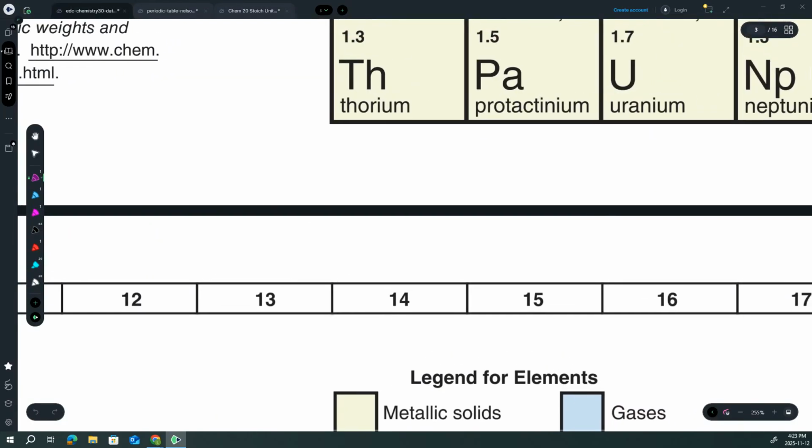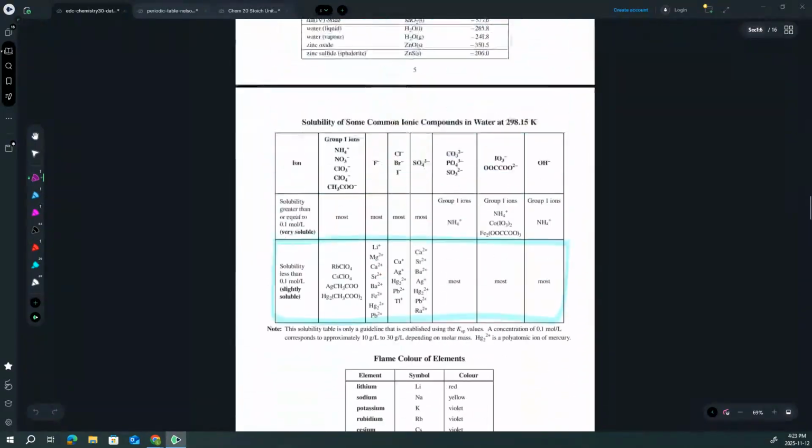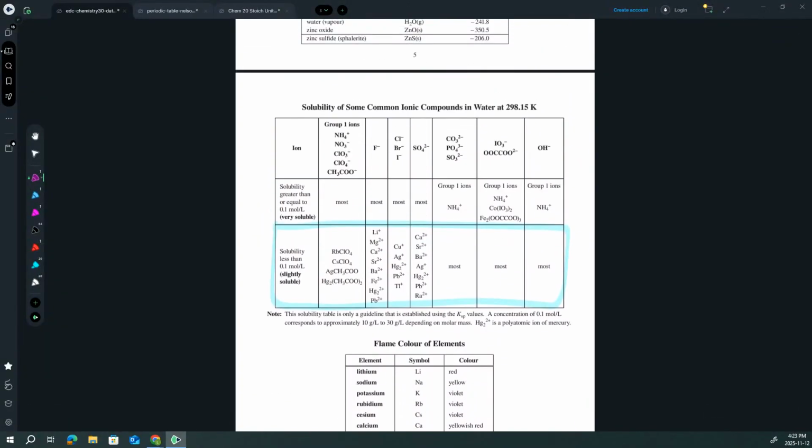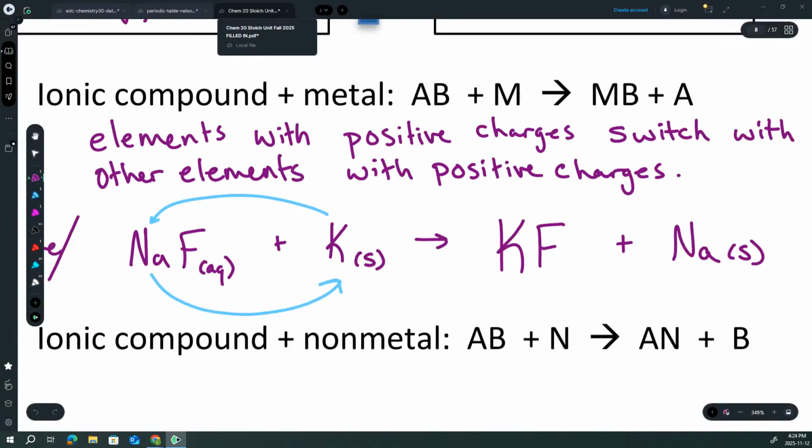So as a reminder, how you can figure out if an ionic compound is soluble in water or not is you can go to page 6 of your data booklet and look it up in your solubility table. First, I need to find my anion, which is fluoride, and it says most things are soluble. But before I just say it's aqueous, I want to check my list of exceptions. I don't see potassium down here, so I can go with most. So it's very soluble, which means it is aqueous.